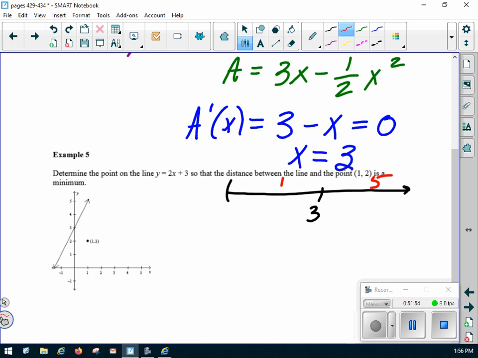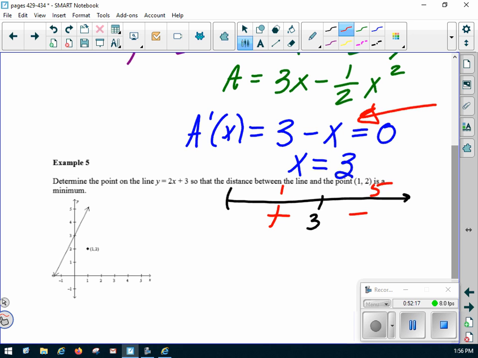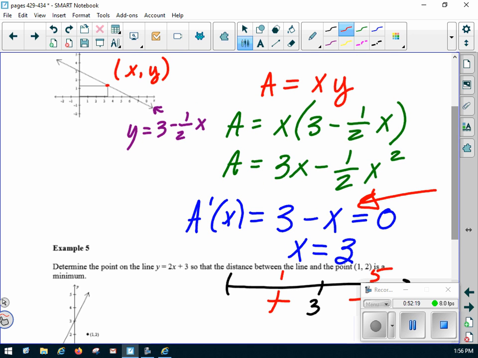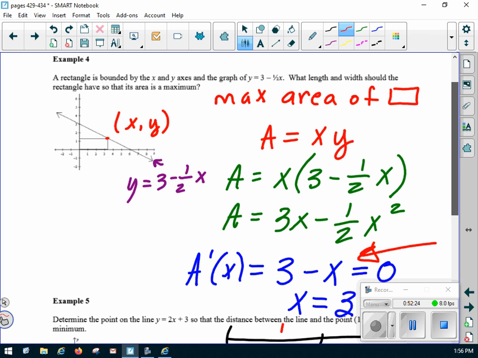Would you stop? All right, derivative. If X is 1, if X is 5, what is X equal 3? X equal 3 is going to give you a max. Wait, what? Okay. That was the easiest problem we've done, isn't it? So, what length and width should the rectangle have so that the area is at its maximum?